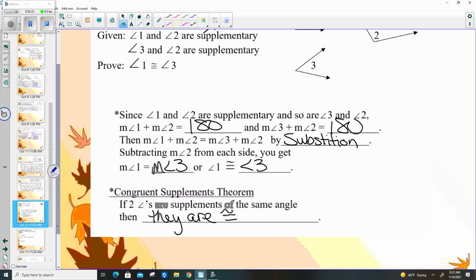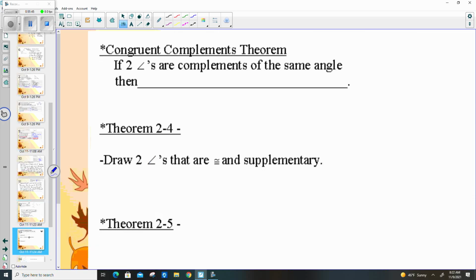What would change if I told you 1 and 2 were complementary and 3 and 2 were complementary? What would change in that proof? You changed 180 to 90. Would anything else change? So we also have a congruent complements theorem, which says if two angles are complements of the same angle, then they are congruent. Because the only thing that would change in that proof is we would have 90s instead of 180s, but we'd still be able to set them equal to each other. We'd still be able to subtract that same angle from both sides. We'd end up with them being congruent.